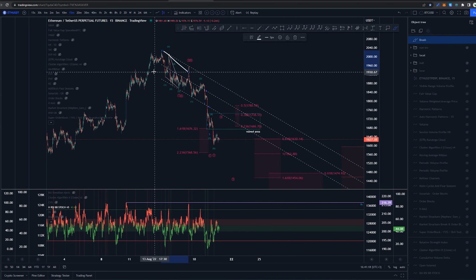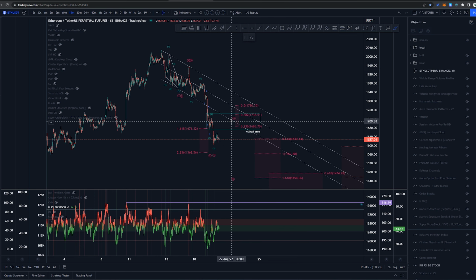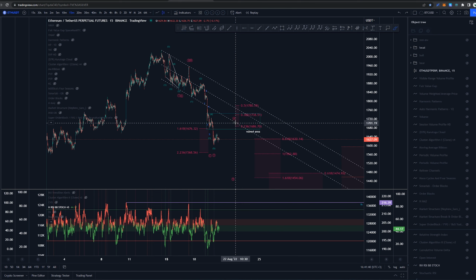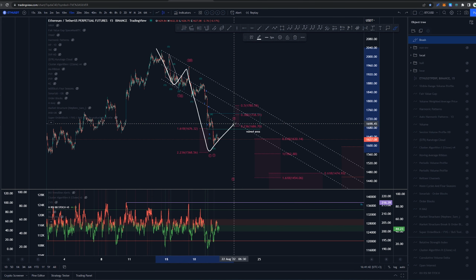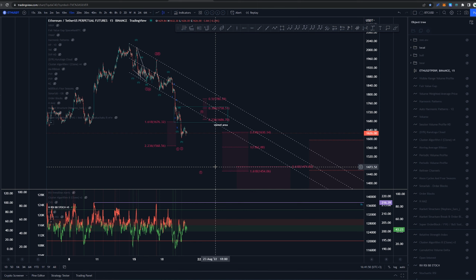Generally, when we have this base channel here on impulse wave structures, the base channel often holds the resistance, in this case in short setups, right here on the channel end or channel lines. So this could be another area to look for short setups. I'm not going to be looking for shorts anywhere down here. We've already used the bulk of this move, in my opinion. We got beyond the 1.618 here, so we don't really need to be expecting an extension here, although we did not really get too far beyond the 1.618.